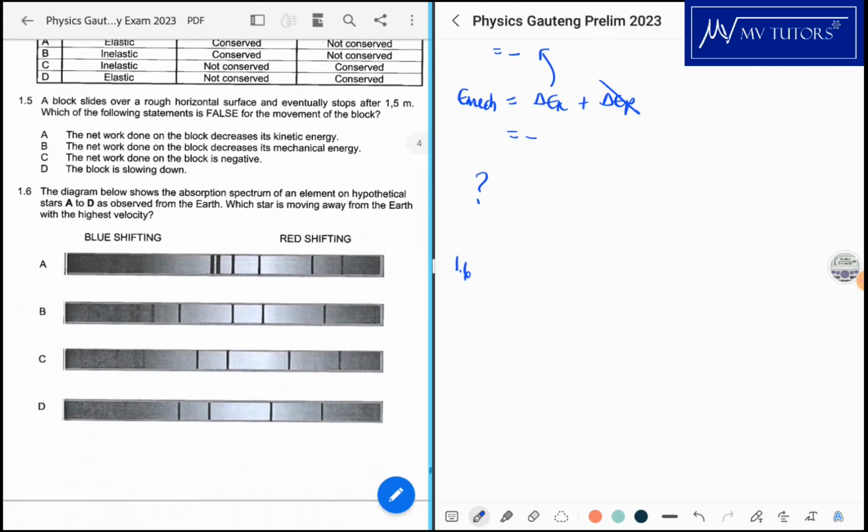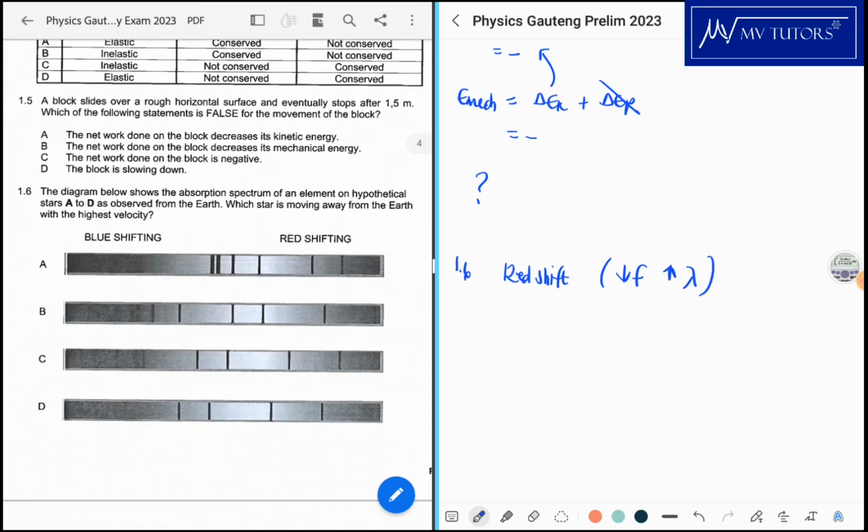The diagram below shows the absorption spectrum of an element on hypothetical stars A to D as observed from the Earth. Which star is moving away from the Earth with the highest velocity? Alright, so with the red and blue shift, if it is moving away from the Earth, then we're looking at the red shift. Okay, the red shift, we know that the frequency is the lowest, and the wavelength is the highest compared to the blue.